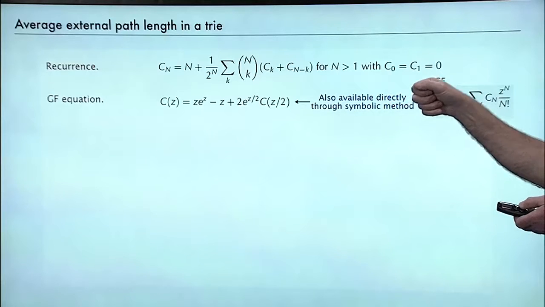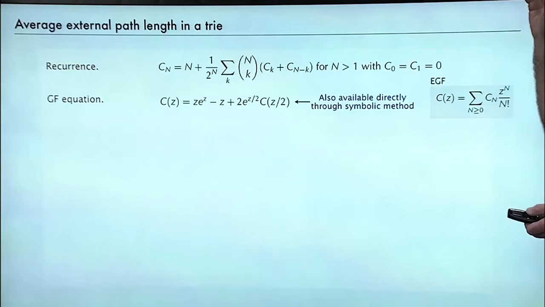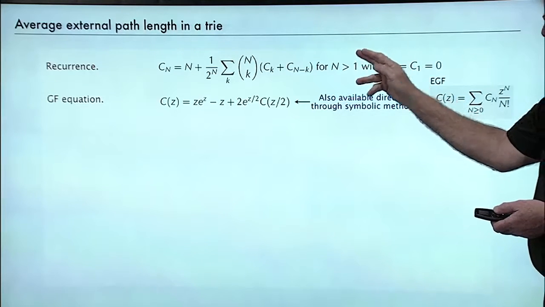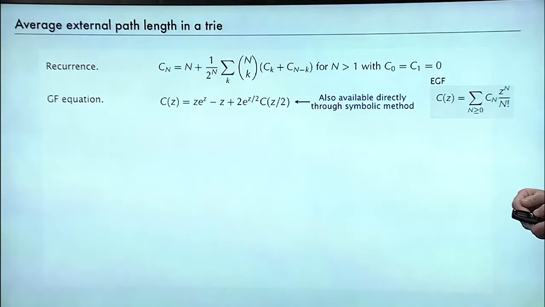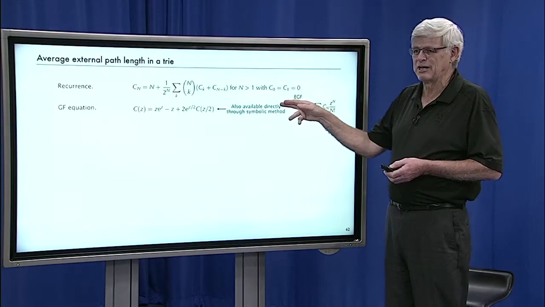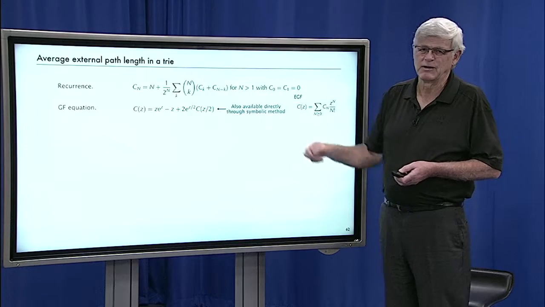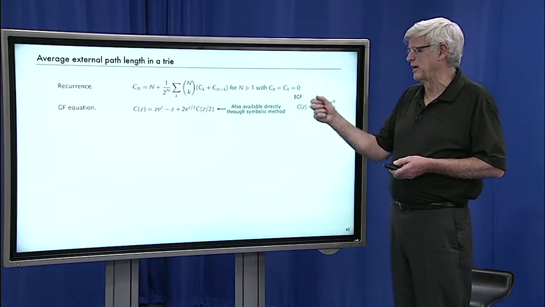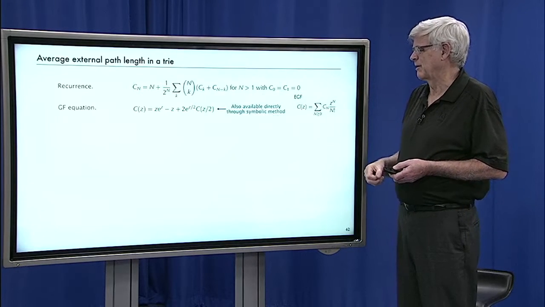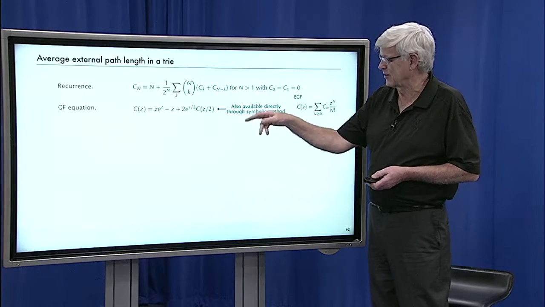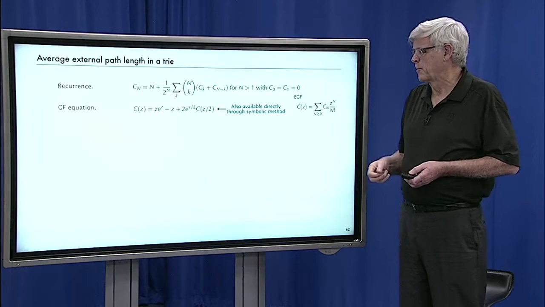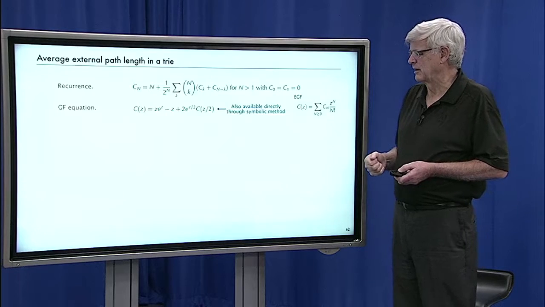C of z equals this, by dividing by n factorial, multiplying by z to the n, and summing both sides. Pretty quickly it comes down to this formula. And you can also get this directly through the symbolic method with an appropriate operation having to do with the way trees are defined. So it's a very simple formula on the generating function. It's a convolution of e to the z over 2 and c of z over 2. That's the generating function equation.